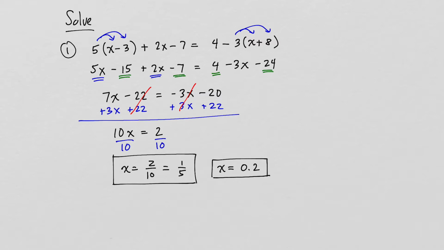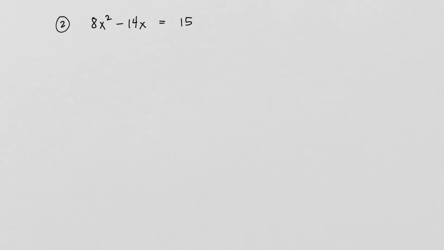Let's take a look at another problem. Here we have a second degree or a quadratic equation. And we should remember that when solving a quadratic equation, we want it to be equal to 0. So our first step is we are going to subtract 15 from both sides, or you can think of it as we're going to move this 15 over to the left-hand side. In either case, we end up getting 8x squared minus 14x minus 15 is equal to 0.